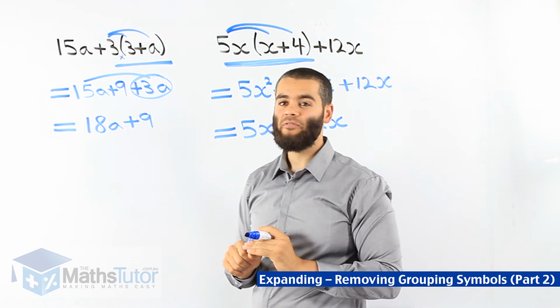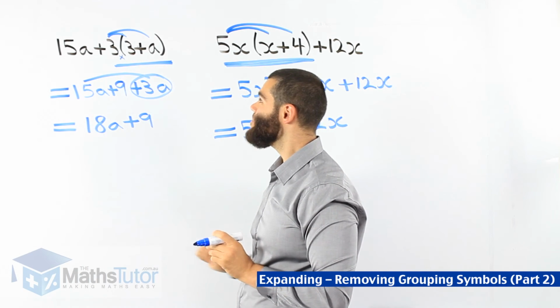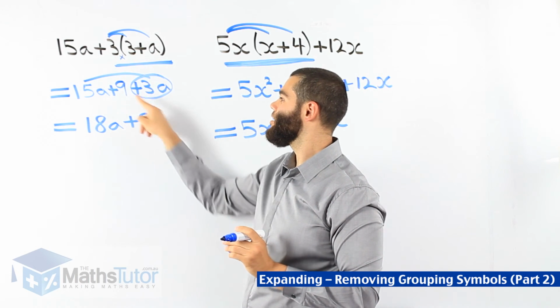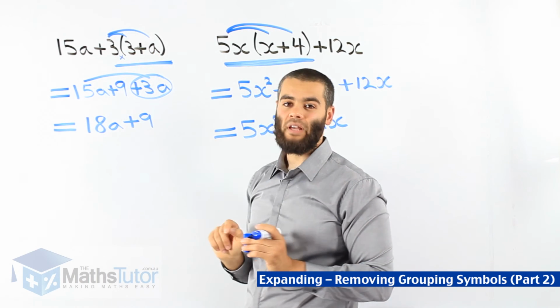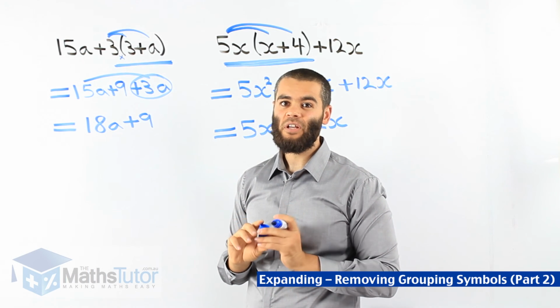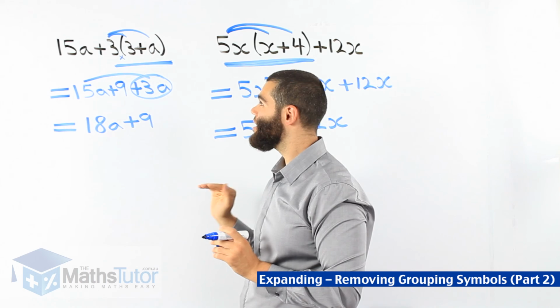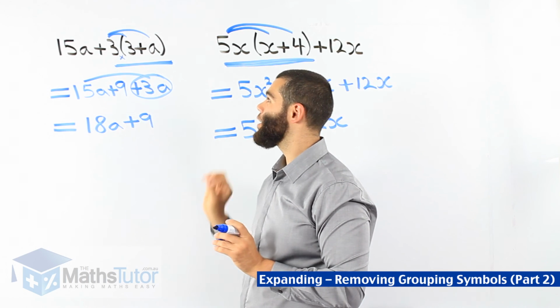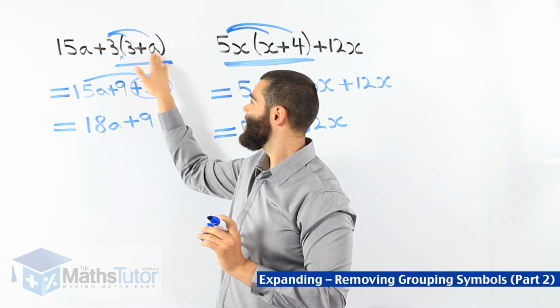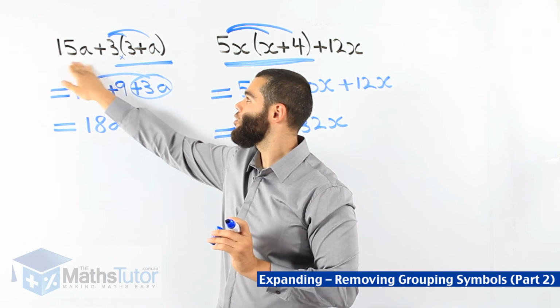We can't simplify any further. That's our simplest answer. So we expanded first. 3 times 3, 9. 3 times a, 3a. Then we simplified. We collected like terms at the end. Very important. If you know your understanding of BODMAS, this kind of question won't be hard. You just need to follow the procedure. Multiplication first before we add.